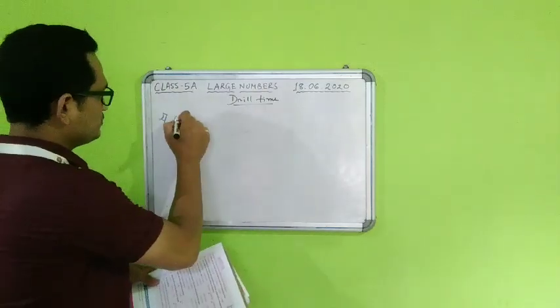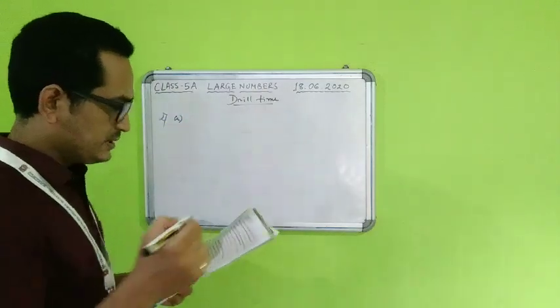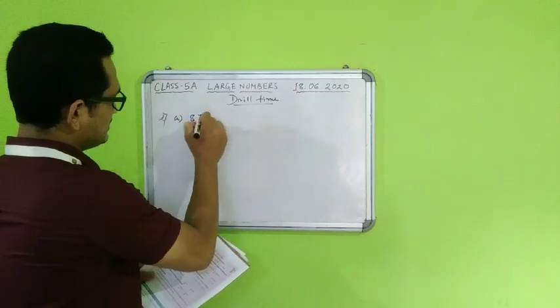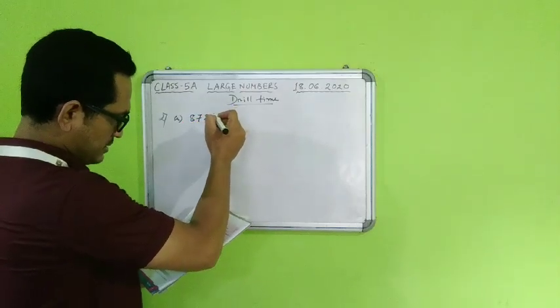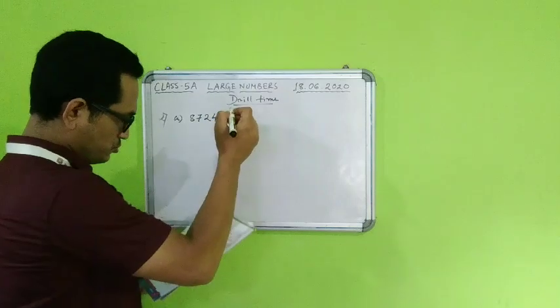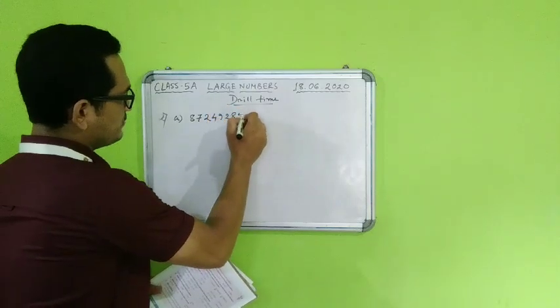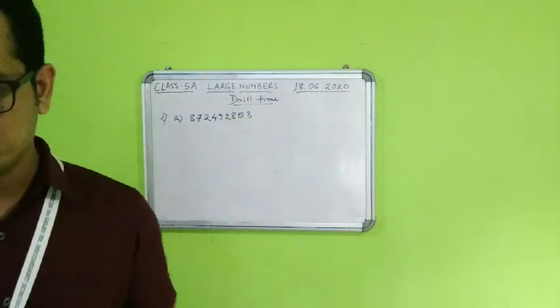So for question number 2, I am taking part A, that is 8724, then 92853. Let us take this number first.